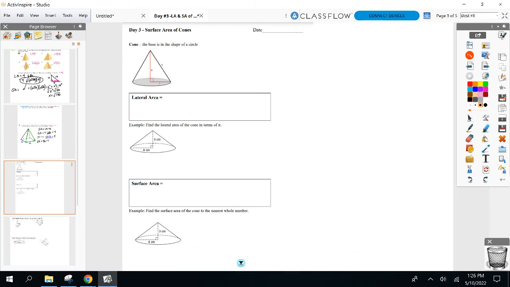Let's get through this so you guys have enough time to at least start, if not finish, the homework tonight. So a cone. All a cone is, it's a pyramid, but with a circular base. That's all it is. It also has a Mission Impossible height.